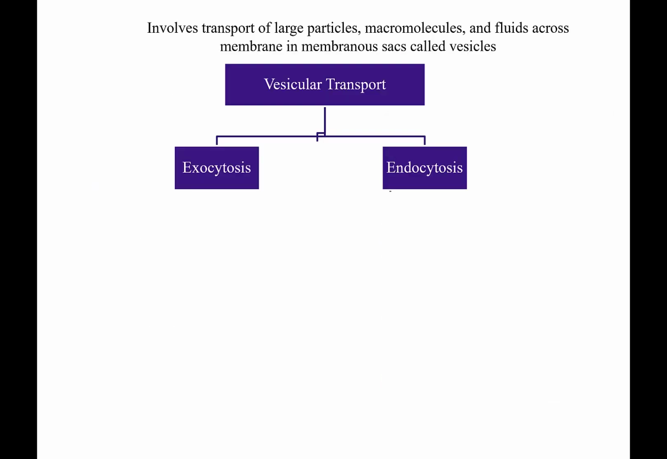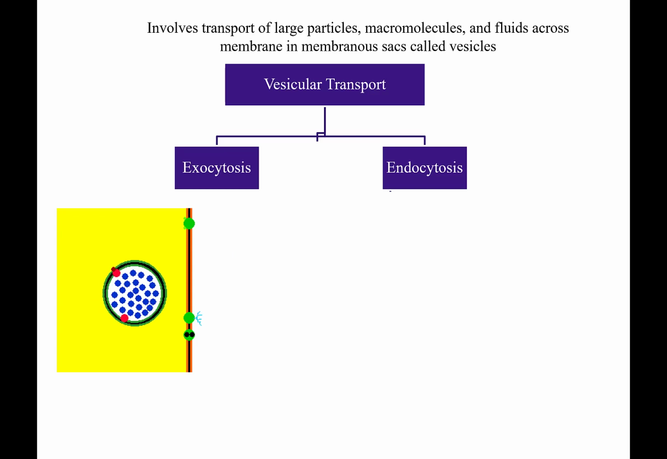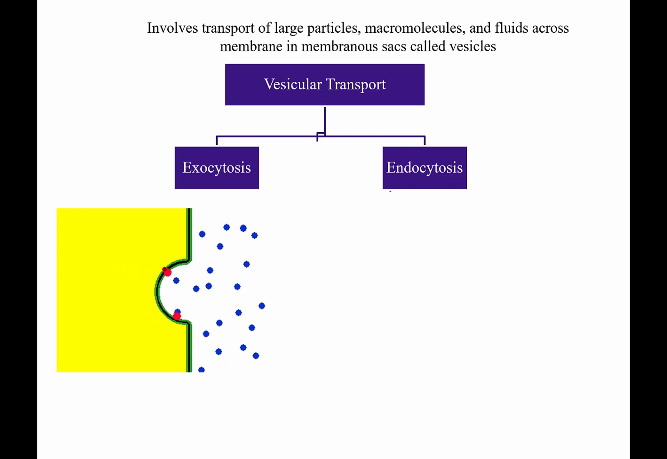Now, another type of transport is vesicular transport. This type of transport is technically still considered as active transport. Vesicular transport involves transport of large particles, large molecules, and fluids across the membrane in a membranous sac called vesicles. There are 2 types of that, exocytosis and endocytosis.